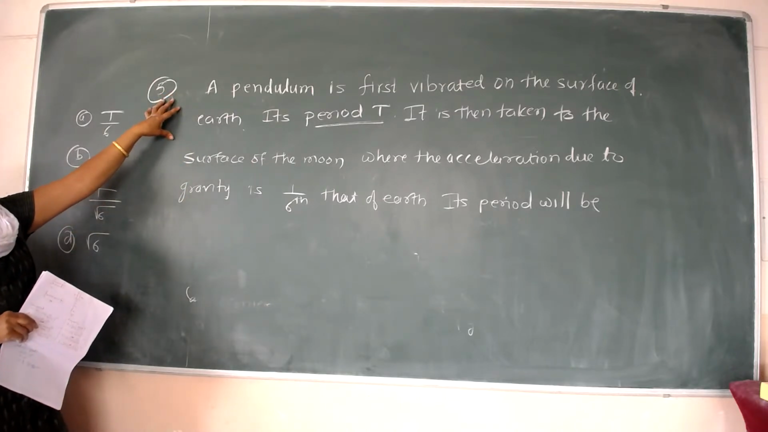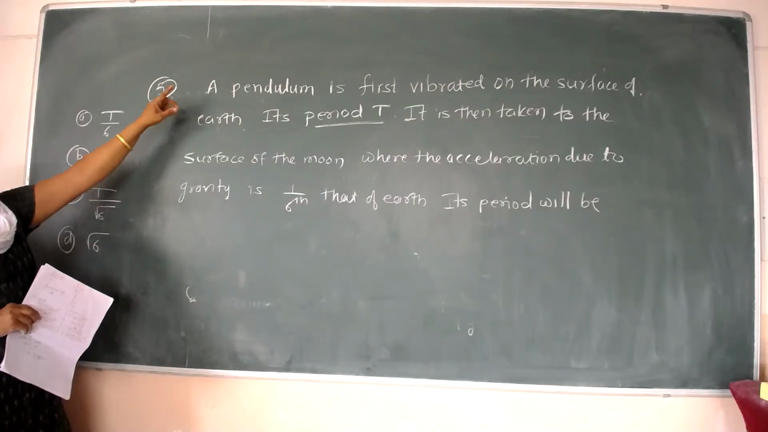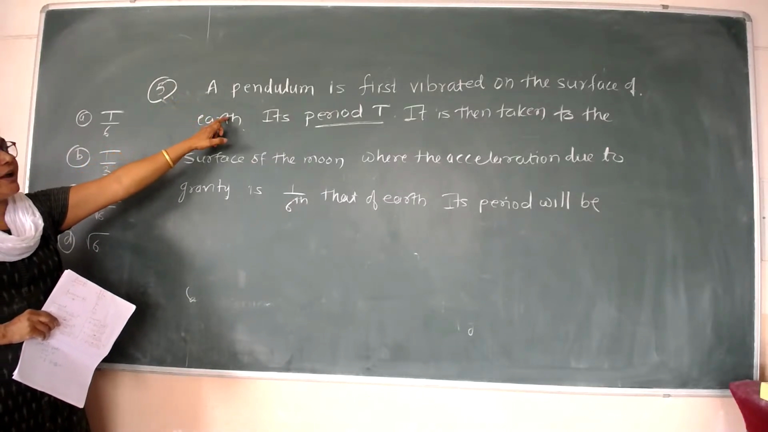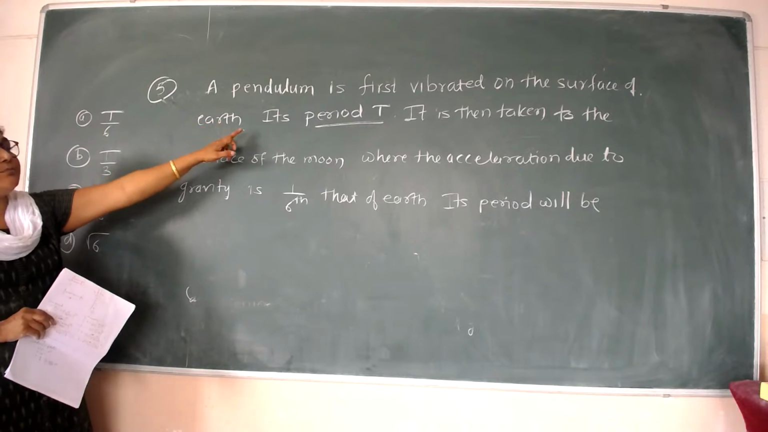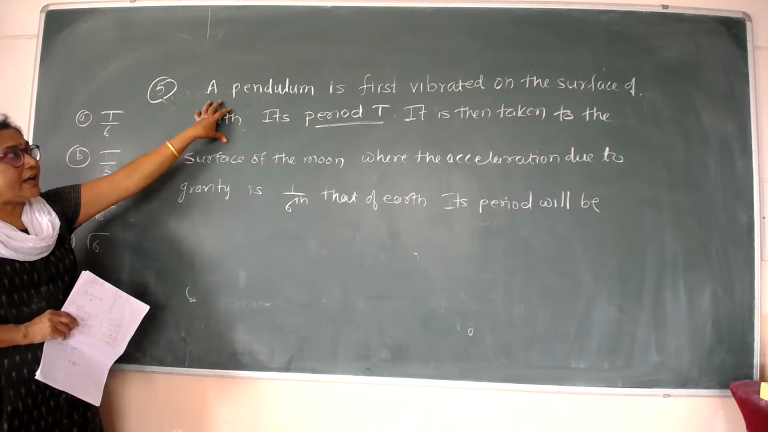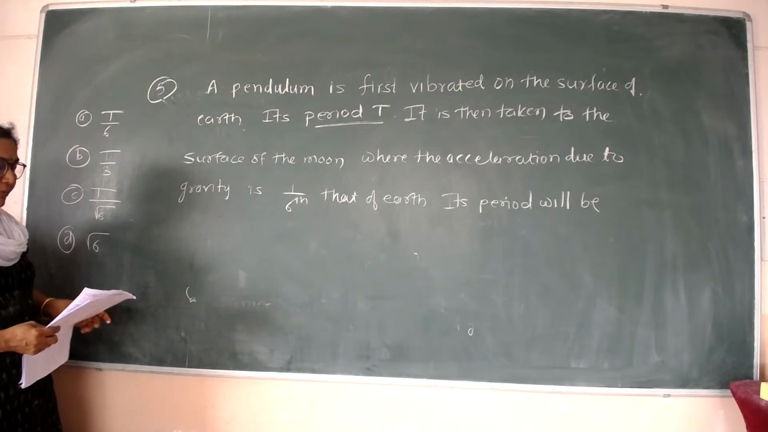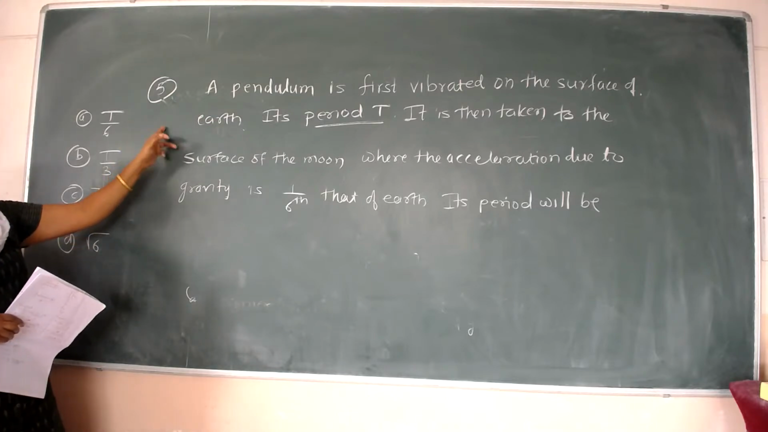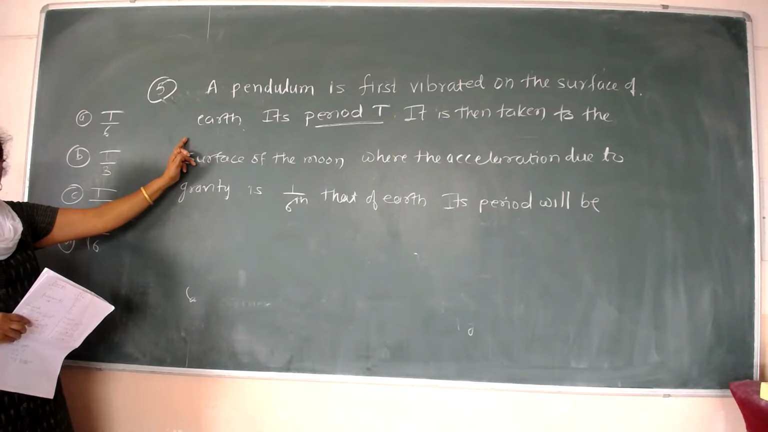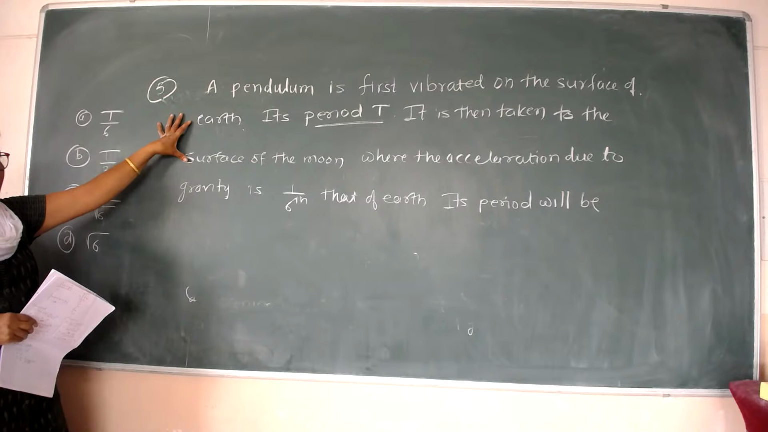Here the comparison is between the Earth and the Moon. We know that the acceleration due to gravity on the moon is less compared to the Earth. So a pendulum is first vibrated on the surface of the Earth. Its period is T. You place this pendulum on the Earth's surface, so the time period is T. We know the formula T is equal to 2 pi into root of L divided by g.